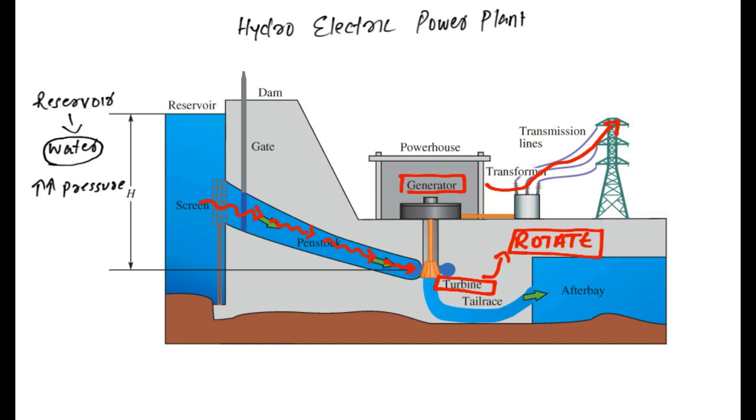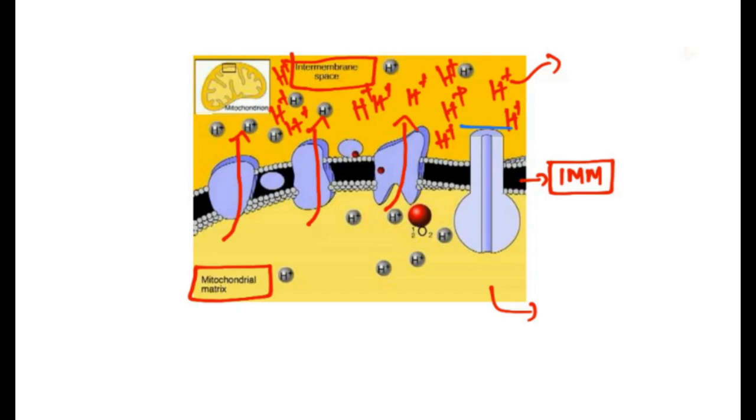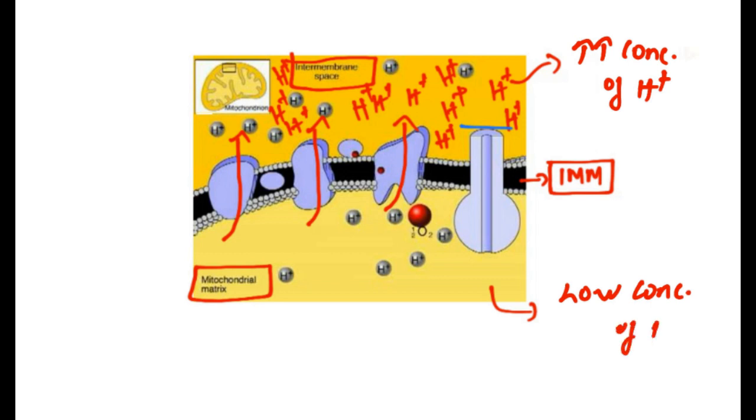We can compare this to our system here. Instead of water, we have a high concentration of H plus ions in the intermembranous space of the mitochondria. And what will be done with the high concentration of H plus? These H plus ions will be flowing through a channel. You can see there is a channel, and these H plus ions are flowing through that channel. So in the intermembranous space, we have a high concentration of H plus ions, and in the matrix there is a low concentration of H plus ions.